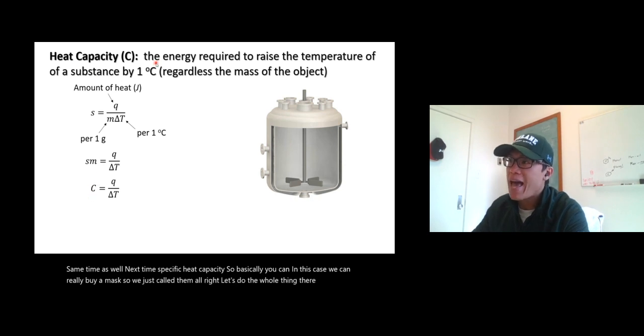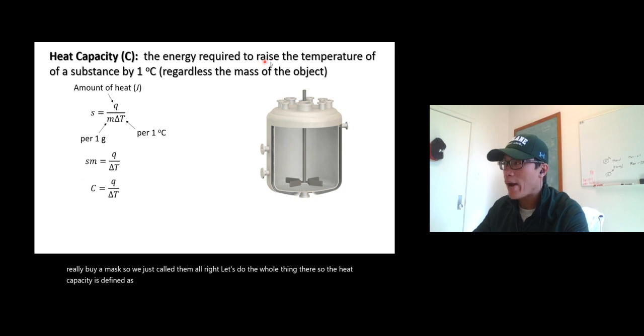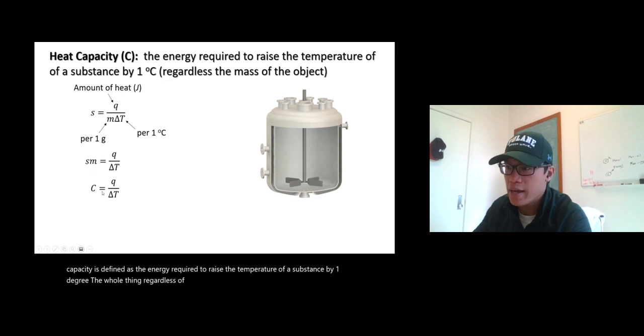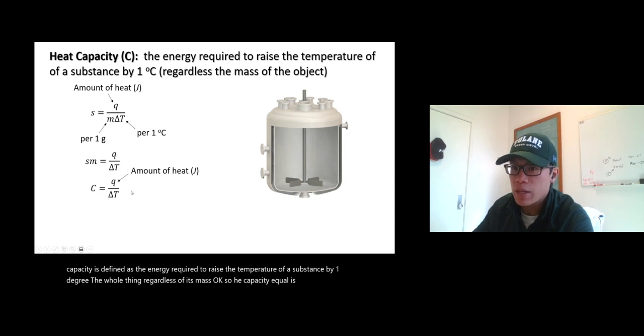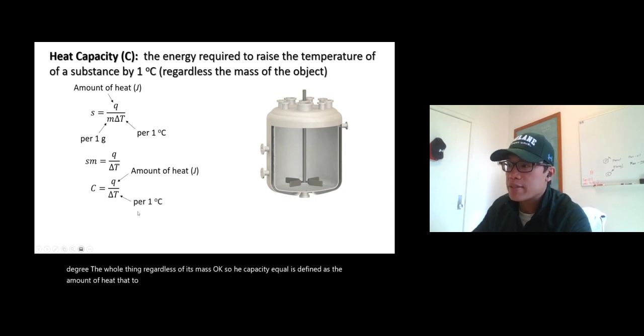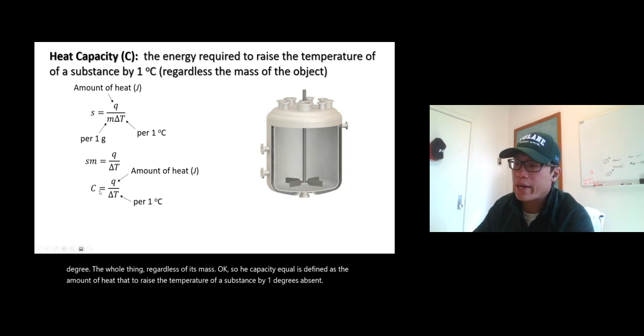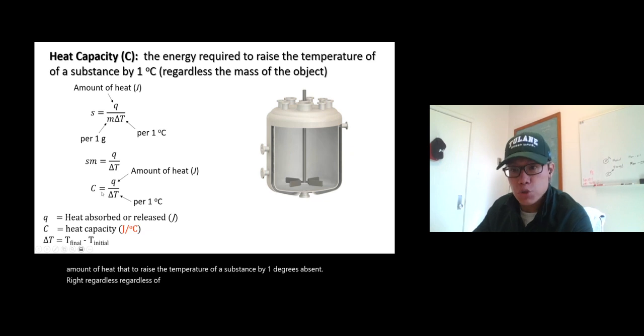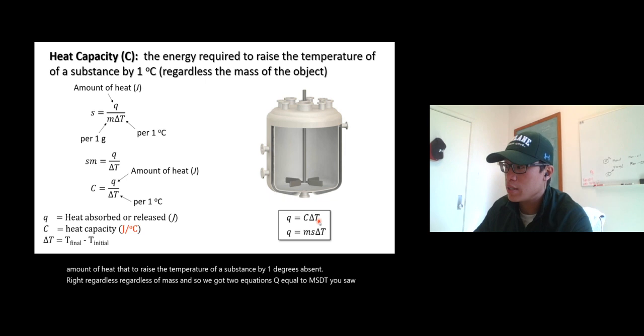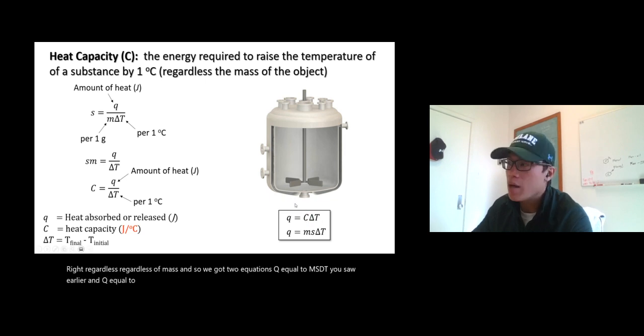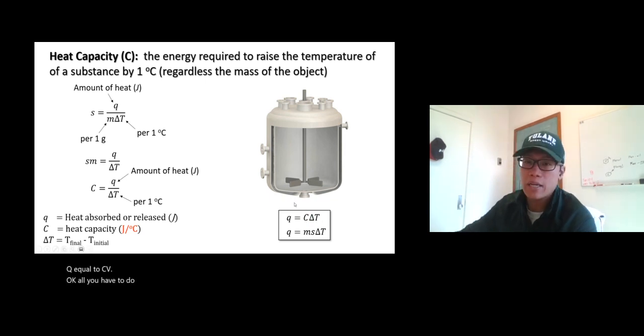So the heat capacity is defined as the energy required to raise the temperature of a substance by 1 degree, the whole thing, regardless of its mass. That's it. And so we got two equations: Q equal to m s delta T, which you saw earlier, and Q equal to C delta T, this is the heat capacity. All you have to do is use the right equation at the right time.